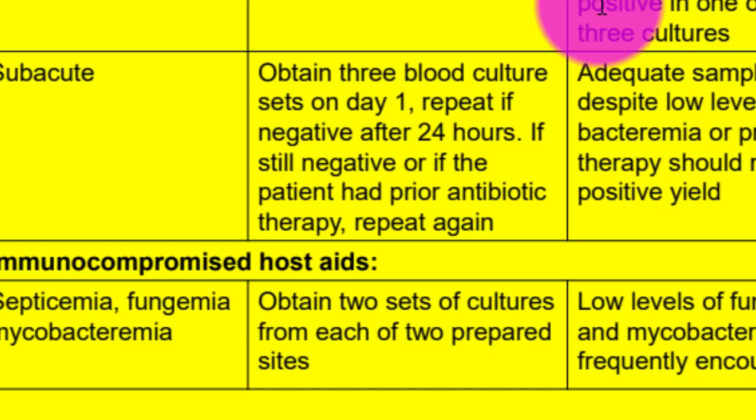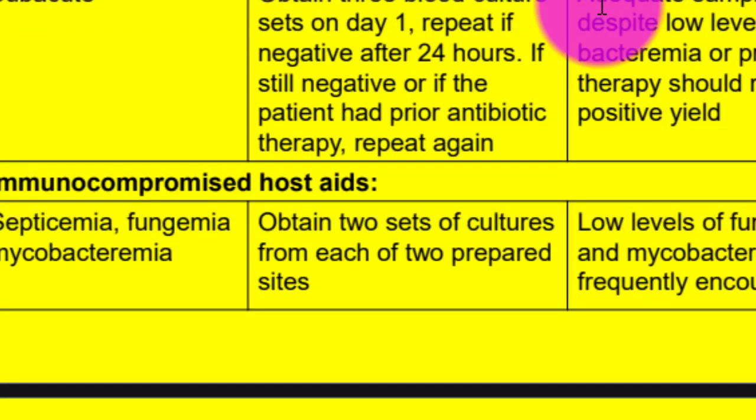endocarditis: obtain 3 blood culture sets on one day, repeat if negative after 24 hours. If still negative, or if the patient had prior antibiotic therapy, repeat again. Adequate sample volume, despite low-level bacteremia or previous therapy, should result in a positive yield.